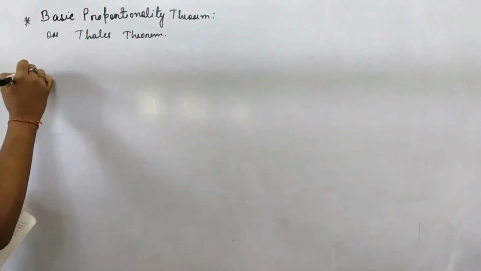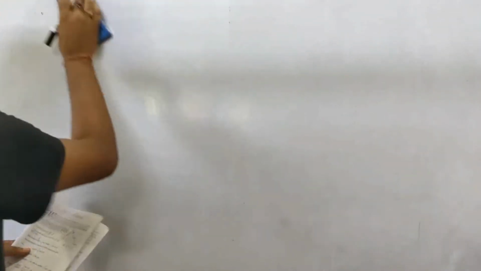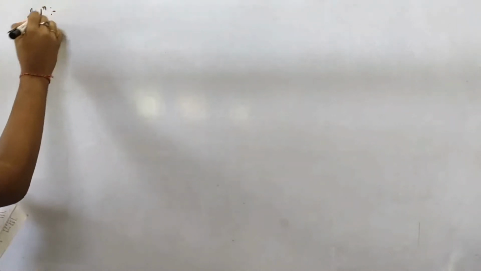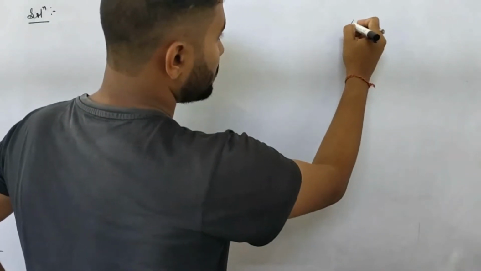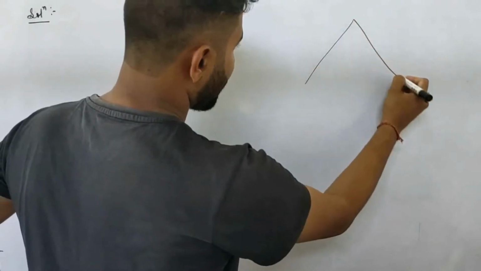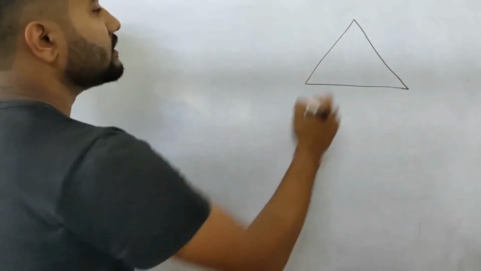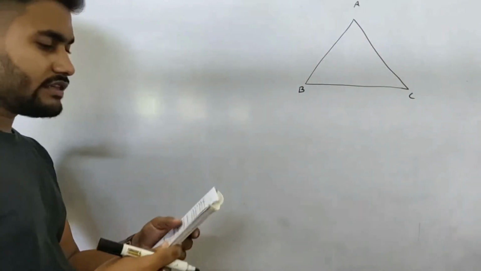I am starting the proof. Solution. Let us draw the diagram at first. If a line is drawn parallel to one side of a triangle, so let us first draw the triangle. This is the triangle, say triangle ABC. Now again read the question.